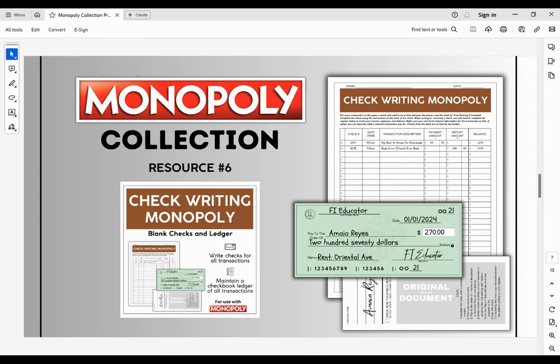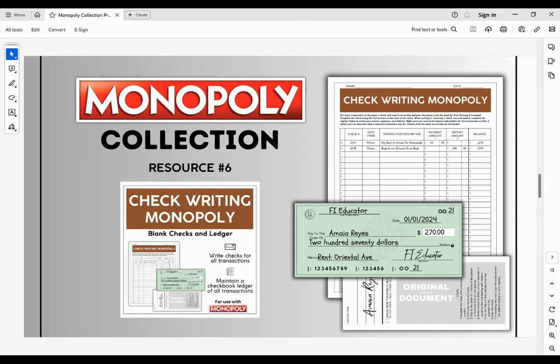All right, the check writing Monopoly, as you would guess, we are practicing writing checks here. So this can go in your banking unit, and we take the cash away. We give students a bunch of blank checks instead, and they write checks to each other for any expense that pops up. And they also maintain a check ledger. So just like you would do in your own checkbook.